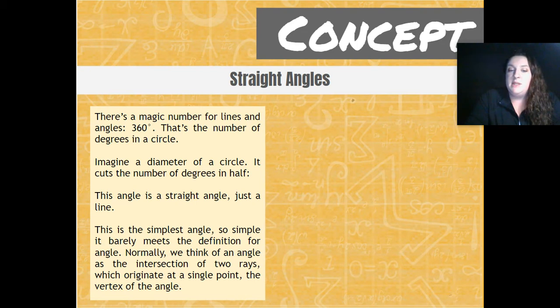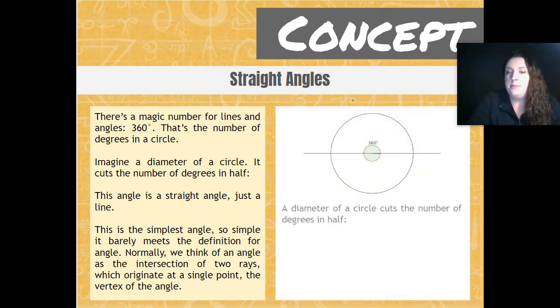This is the simplest angle. So simple it barely meets the definition for an angle. Normally, we think of an angle as the intersection of 2 rays which originate at a single point, the vertex. So a straight angle doesn't really have a vertex because it is just a straight line. So here's some pictures so you can see. There's your 360-degree circle. When you cut through that, you have 180 degrees.